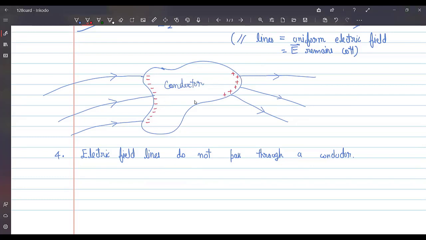And this whole process is called induction. We'll be studying about this too. There are a lot of topics in here. When you keep a conductor inside an electric field region, negative charges and positive charges take some definite points. Where electric field lines have to terminate, negative charges will accumulate, and where positive charges accumulate, the electric field lines will start.